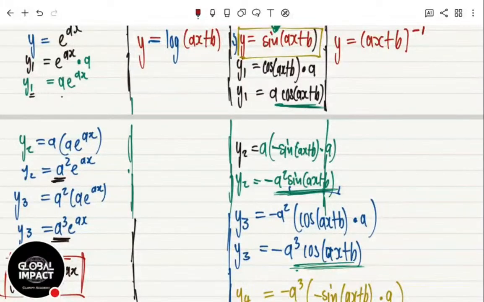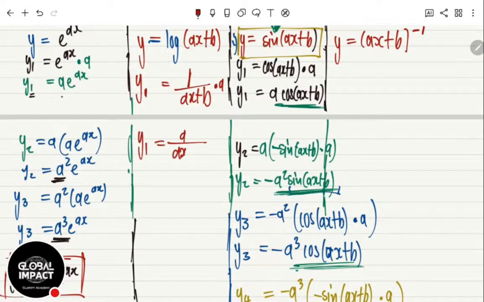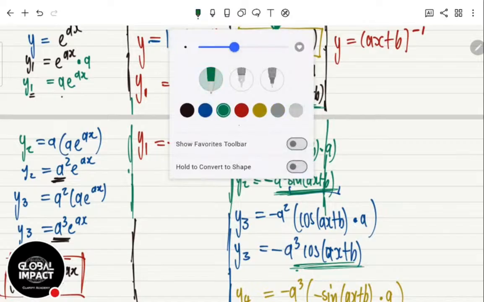Now let's differentiate. What is going to happen when I differentiate log? I'll get 1 over ax plus b. Then you multiply by the derivative of the inside. The derivative of ax plus b is a. So you can now say your y1 is a over ax plus b. Isn't it?